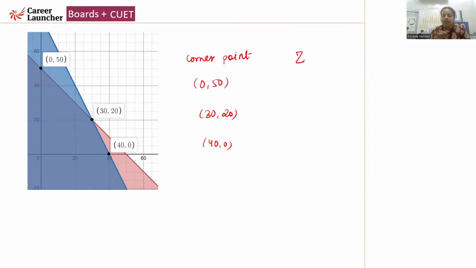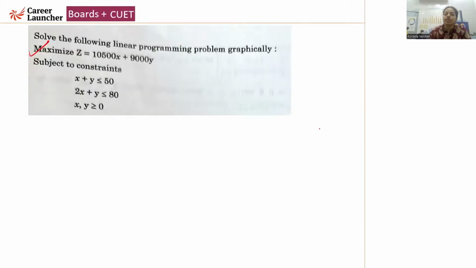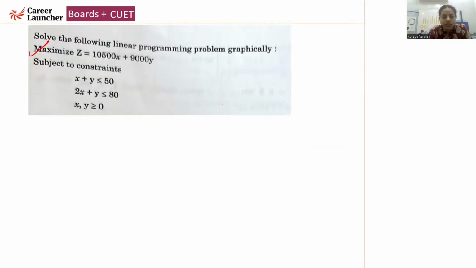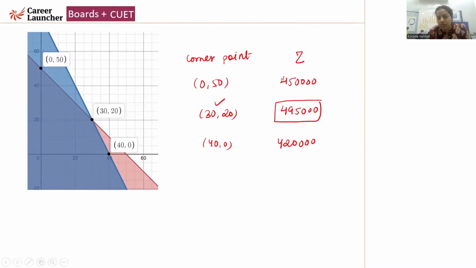Now calculating the value of the objective function at these corner points, at (0, 50) it is going to be 4,50,000, and at (30, 20) it is going to be 4,95,000, and at (40, 0) it is going to be 4,20,000. So because the question asked us to maximize the given objective function, the answer for this particular question is going to be 4,95,000, at which we are getting the maximum value. And the corner point is (30, 20). So this completes question number 30, and let's move on to the next number 31.